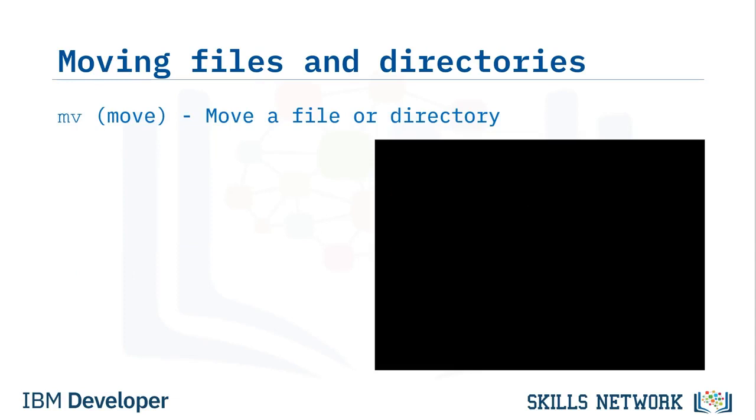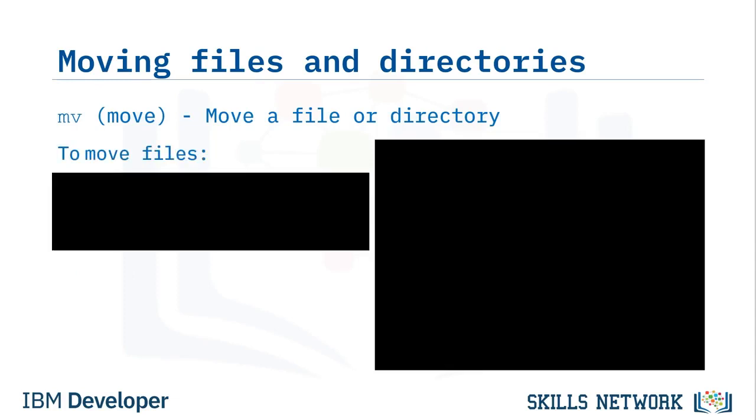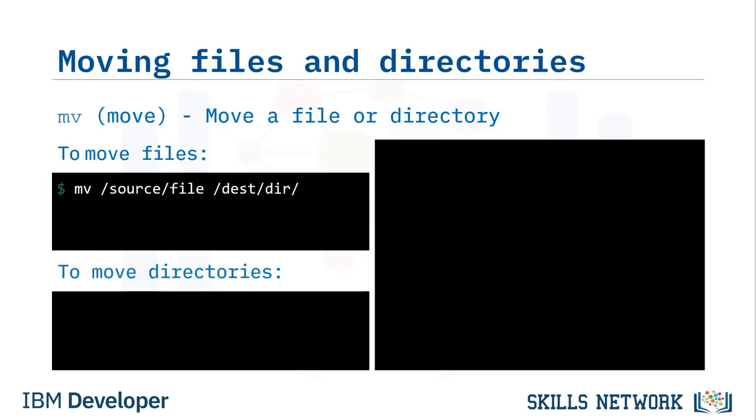The mv command allows you to move a file or directory. To move files, you can enter mv followed by the paths of the files you want to move, followed by the folder you want to move them to. Likewise, to move directories, you type mv, paths of directories to move, followed by the directory you want to move them to. Let's look at an example.